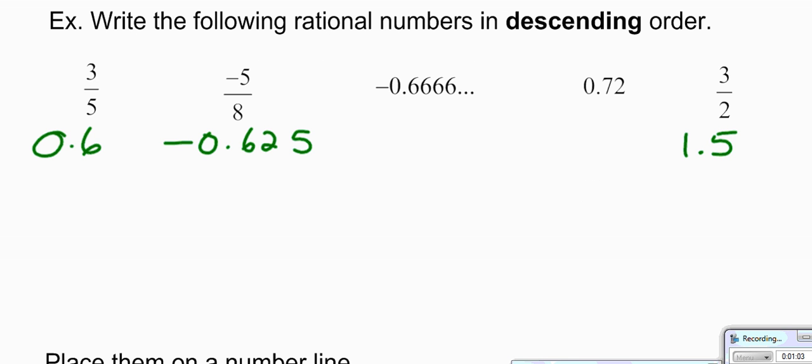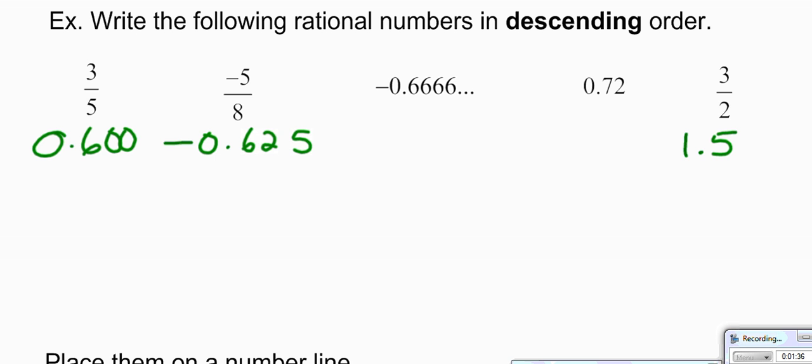Okay, so hopefully you put all your fractions into decimals by going numerator divided by denominator. So 3/5 becomes 0.6, and that's 0.60 or 0.600 if you want to think of it that way. And then we have -5/8, which becomes -0.625, so it's rational because that decimal ended. Then we have -0.6 repeating, 0.72, and 3/2, which is the same as 1.5.